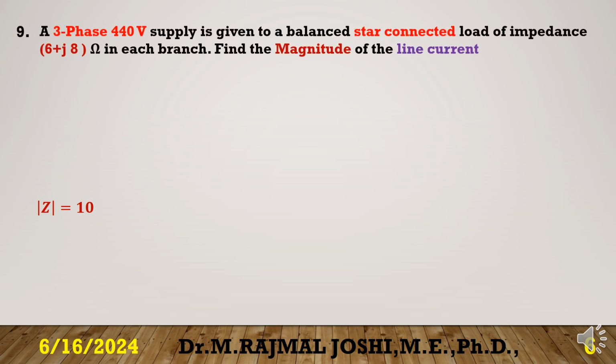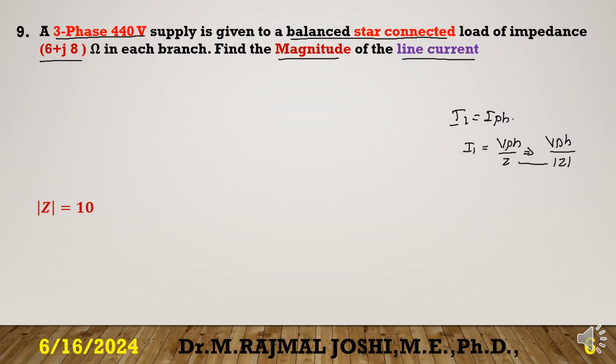A 3-phase 440 volt supply is given to a star connected load impedance of 6 plus j8. We need to find the magnitude of this line current. As we already know, in a star connected load, IL will be equal to I phase. So IL is equal to V phase divided by Z, where the magnitude of Z we have to find out.